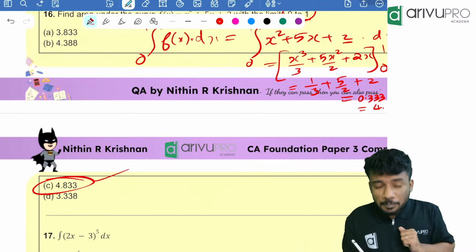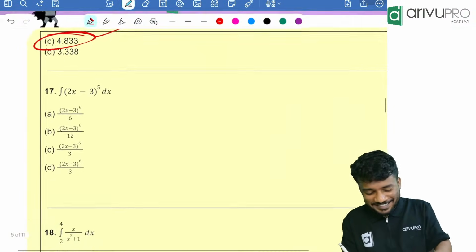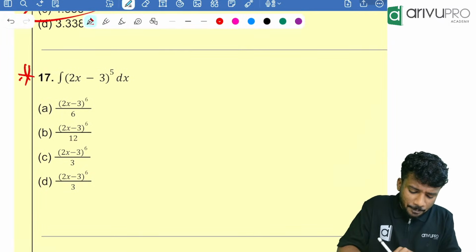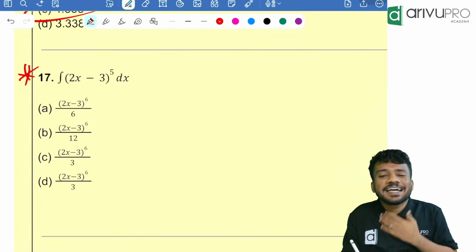It's a similar question which came for the MTP. It already came for exam, right? Next question. I hope that you know this type of question. In many attempts these types of questions were repeated.